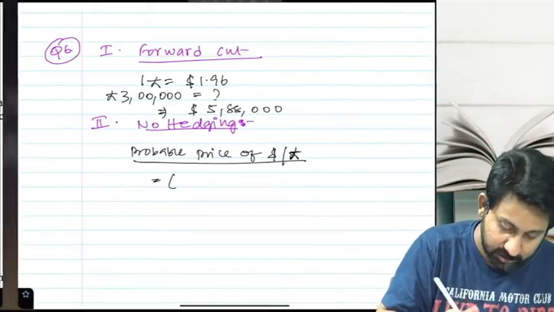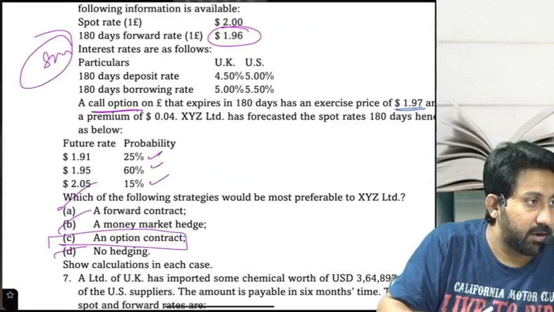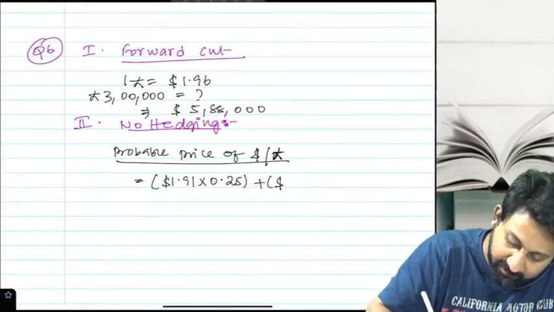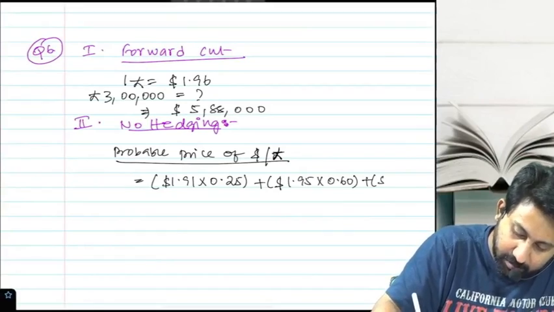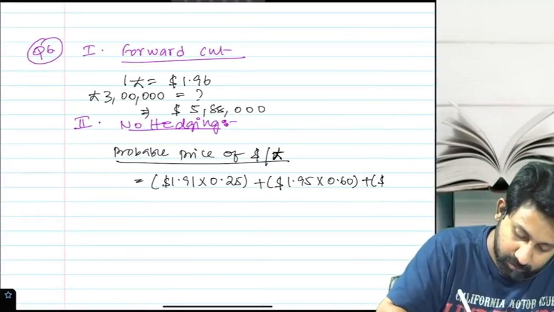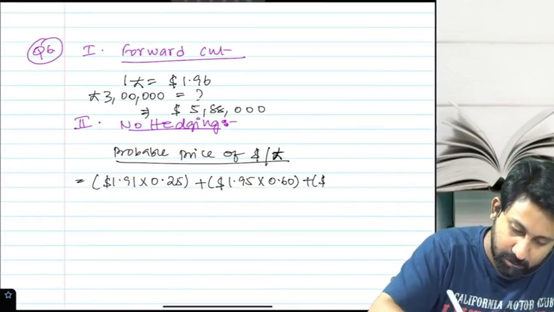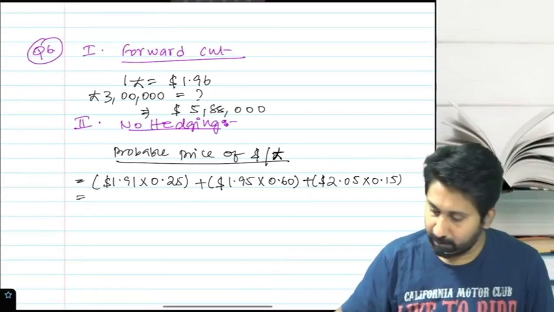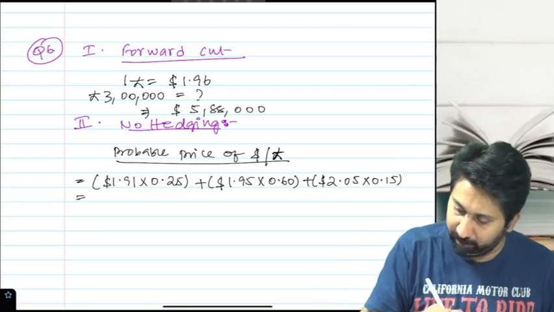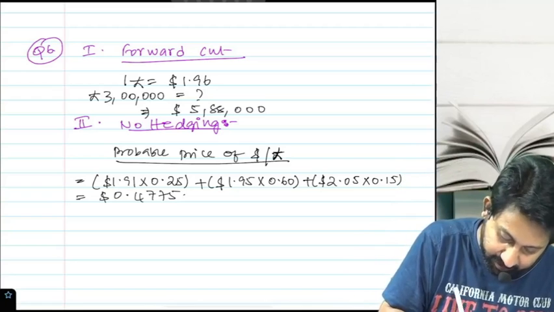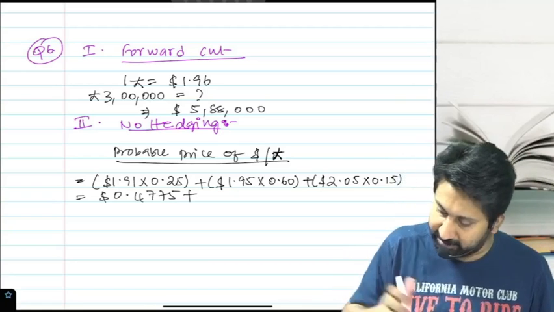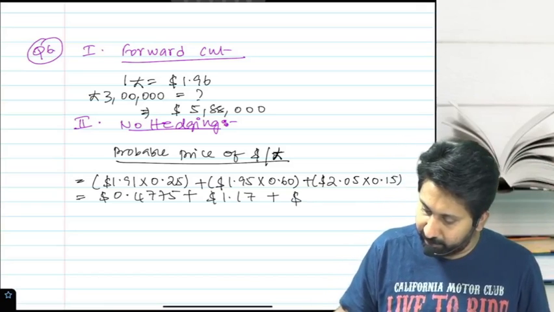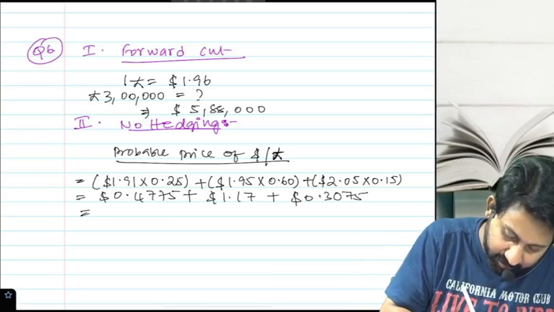Tell me, how much is probable? $1.91, 25%, plus 1.95, 60%, plus 2.05, 15%. 1.91 into 0.25 is 0.4775, plus 1.95 into 0.6 is 1.17, plus 2.05 into 0.15 is 0.3075. What is the probable price?